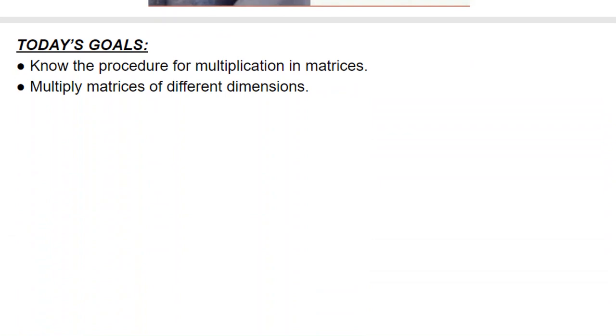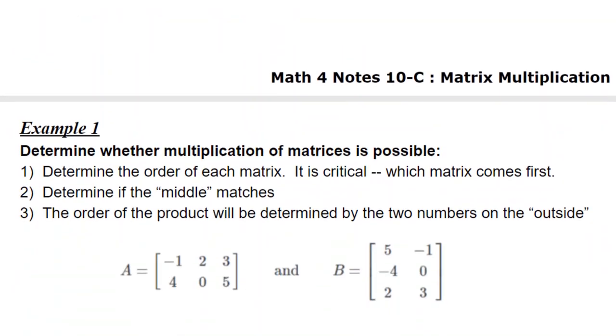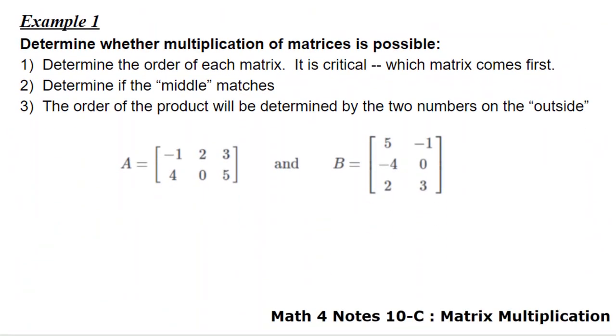There is a certain procedure involved in multiplying matrices, and there's even a procedure first to decide if you can even do this. So we'll go over that first. First of all, determining whether multiplication of matrices is possible. If I'm going to try and say A times B, then I need to first figure out the order of each matrix. Now, matrix A has 2 rows and 3 columns. That's going to be a 2 by 3. Matrix B has 3 rows and 2 columns, so that would be a 3 by 2.